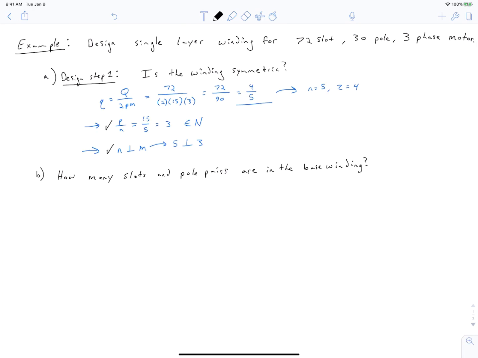Next, I want you to determine the base winding size. Specifically, I want you to determine how many slots and pole pairs are in the base winding. This will help us determine our winding layout because, well, 72 slots is an awful lot of slots to draw, so we prefer to just consider this for a reduced number of slots, that is, our base winding. So press pause, give this a try, and press play when you're ready to watch me do it.